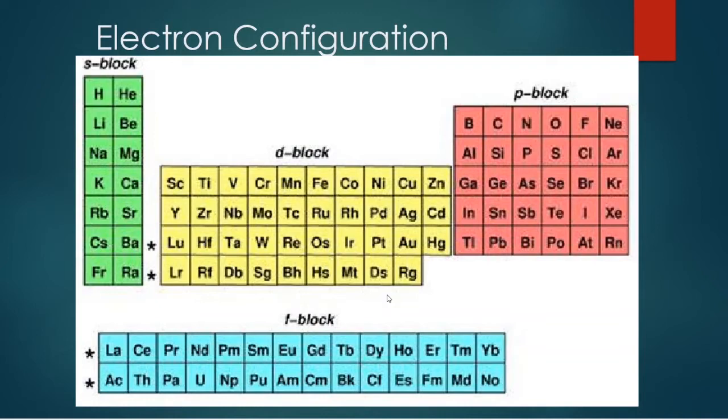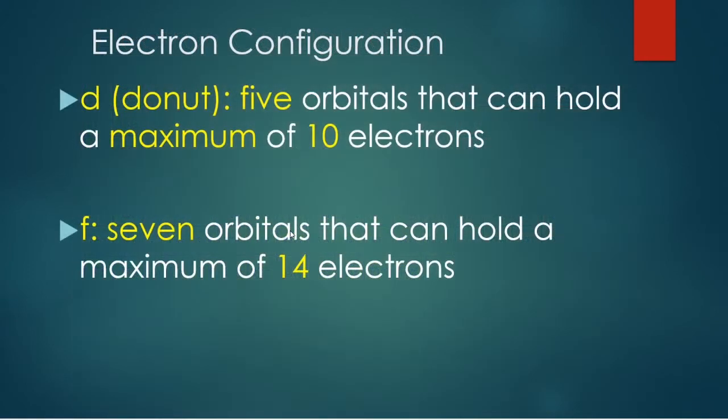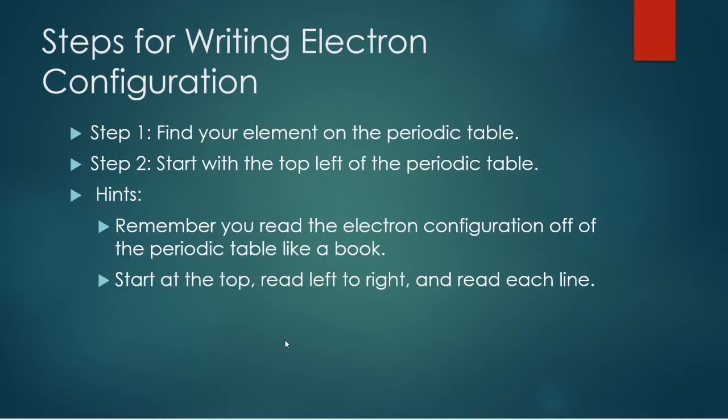When you look at the periodic table, it's actually split up into these orbitals. These 2 columns are the s block, and these over here are the p block. Then there are the d and the f, which I will introduce you to, but I won't ask you to do on a test. The d makes a donut, and the d has 5 orbitals. Each one has 2 electrons in it, so it can hold 10. The f has 7 orbitals for a total of 14. You'll learn more about these if you go on in your chemistry classes. But let's get started. There are some steps for writing electron configuration.